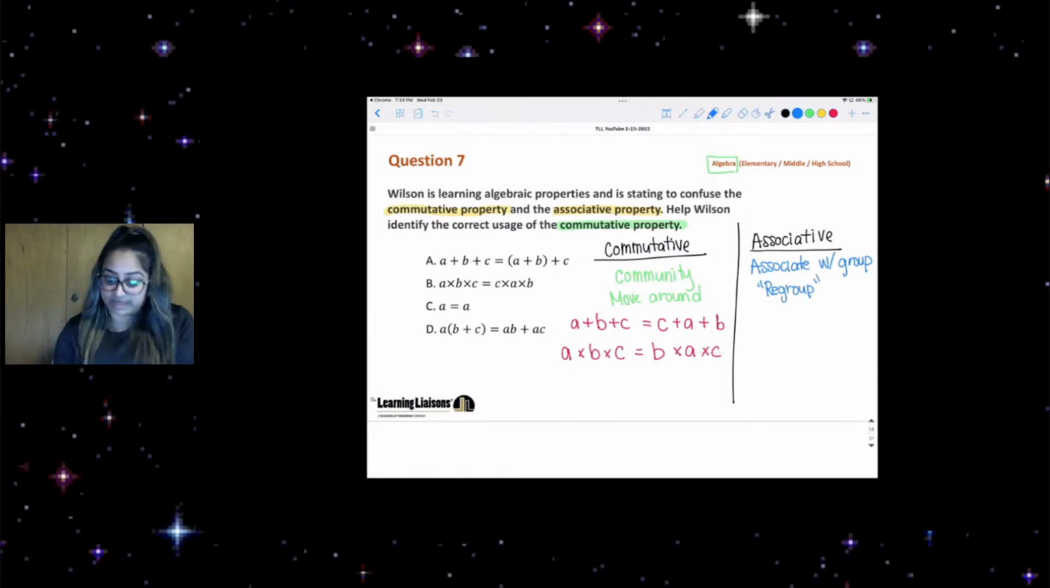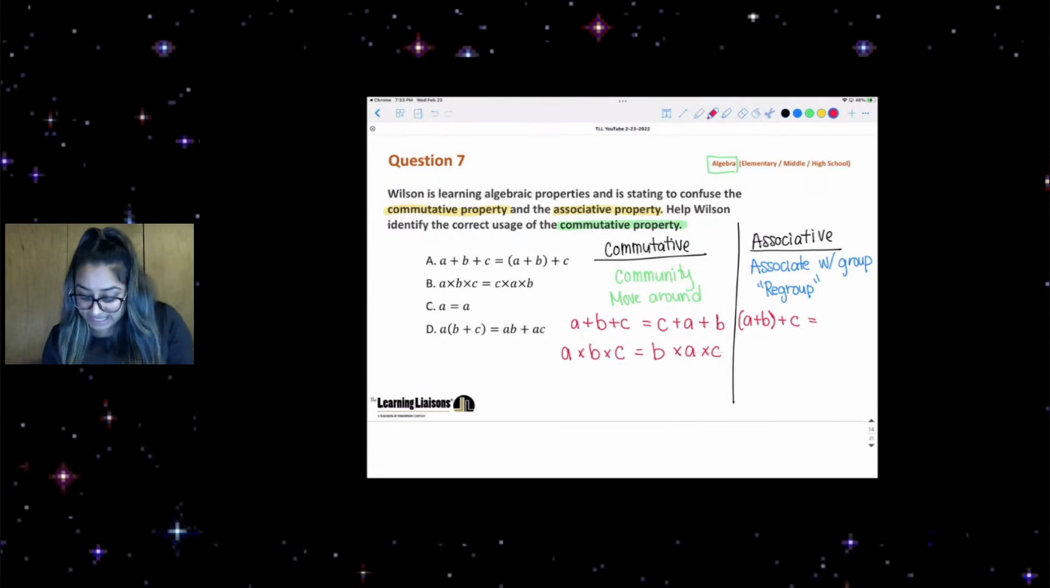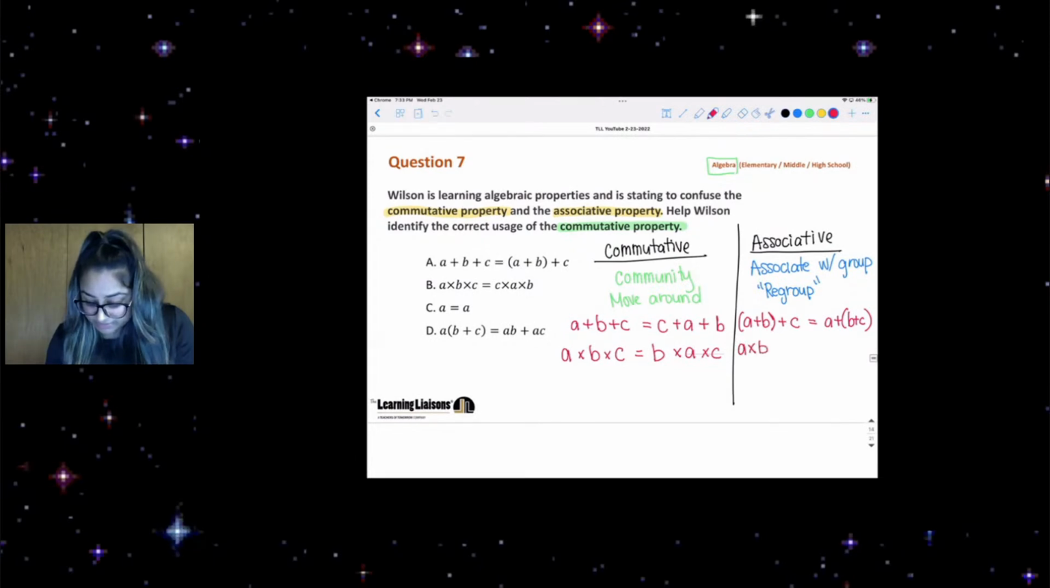So what do I mean by that? I mean that if I have A plus B plus C, you see how we have a group of A and B, I can regroup by saying A plus (B plus C). Now I have a group of B and C. And the same for multiplication. A times B is being grouped together times C. So we have a group again of A and B, or we can have a group of B and C, and then you do another group on the other side. So now we have B and C.